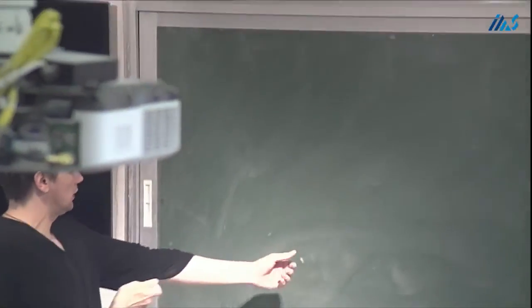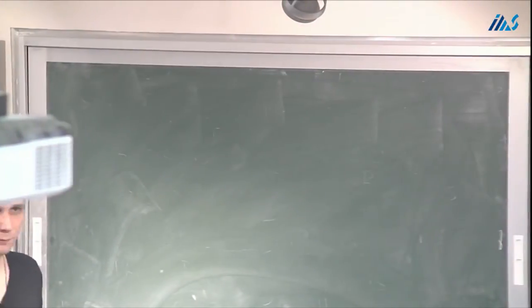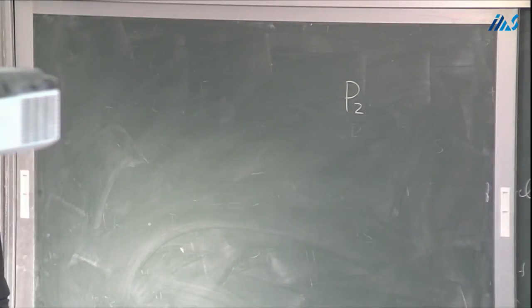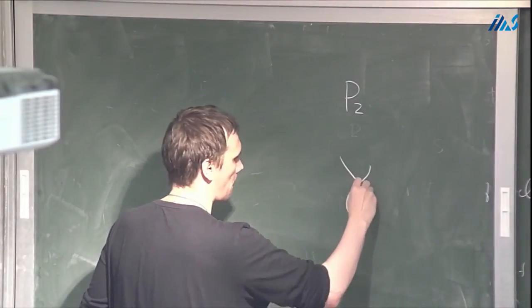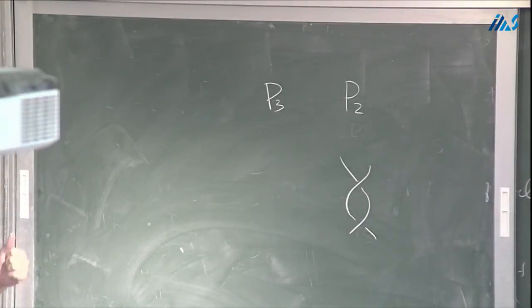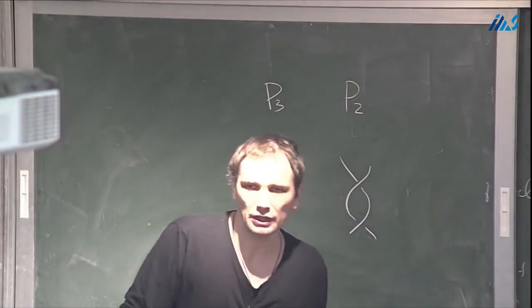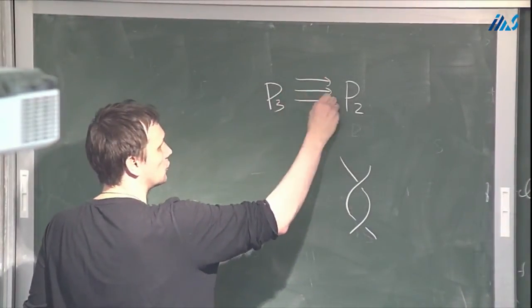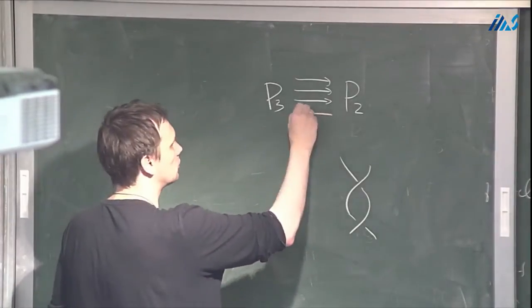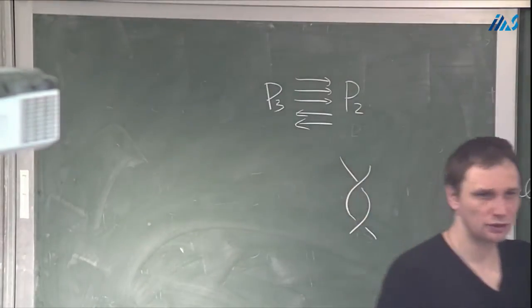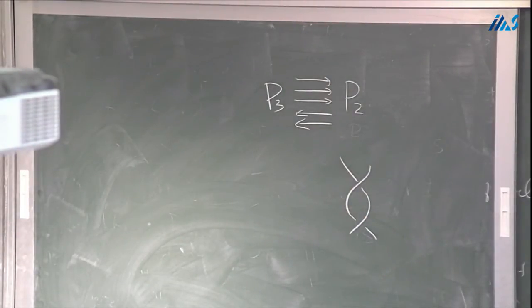Okay, now let me recall one construction from simplicial group theory. When we take the pure braid group on two strands, this is just Z. We have only one generator. The pure braid group on three strands is more complicated. It has three generators, but actually it is F2 times Z. But here we have three homomorphisms which go in this way, and two homomorphisms which go in this way. Three homomorphisms are just deleting of strands. So we can delete the first, second, or the third strand.